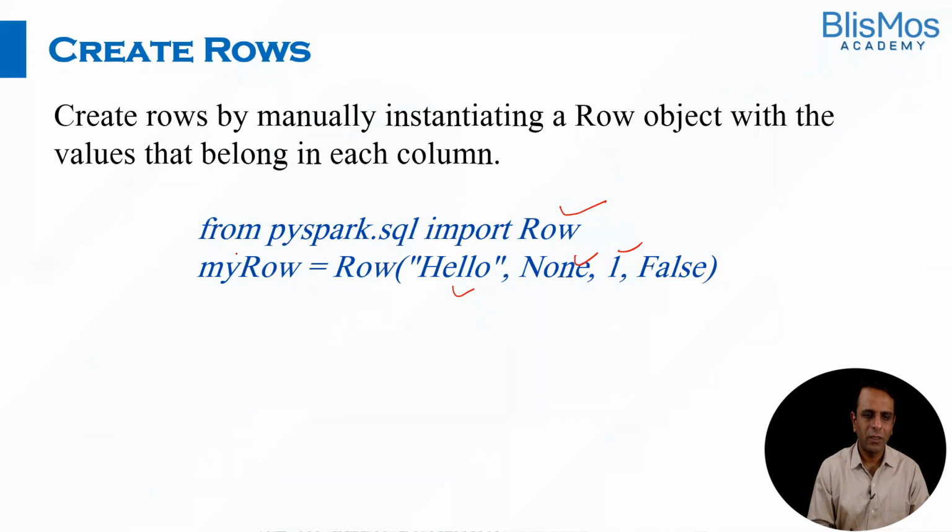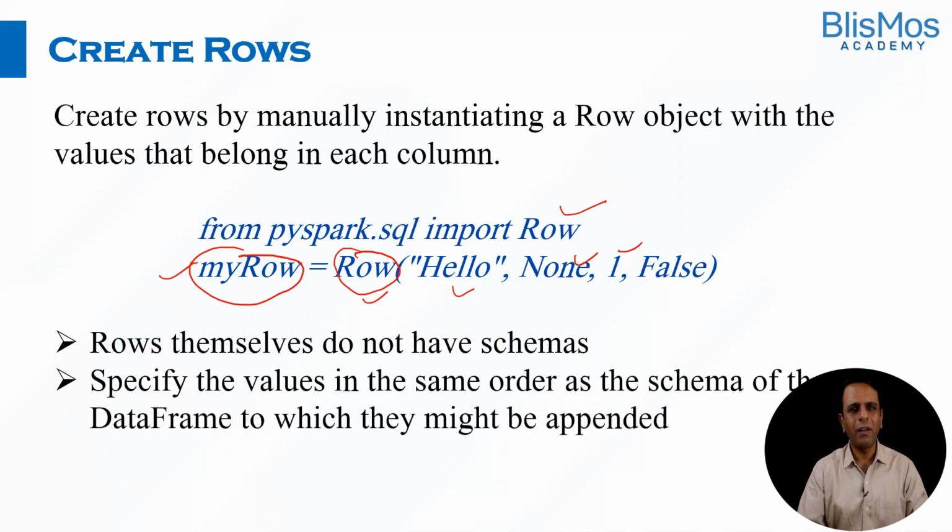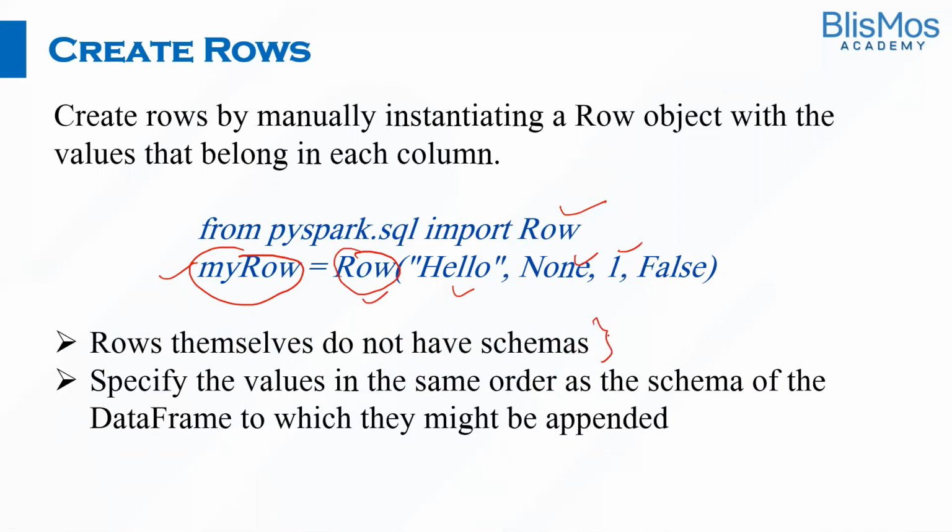For example, in this case, the name of the row we are creating is myRow, and we are using a Row object, and these are the column values: hello, None and 1. Remember what is this? This is a Boolean value. And one important aspect is rows themselves will not have schemas. Very important thing to be remembered.